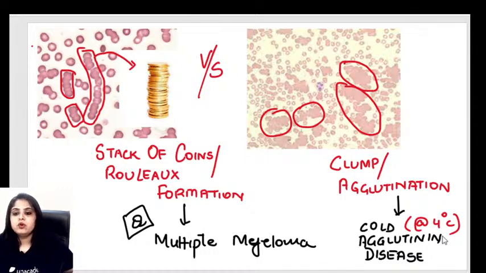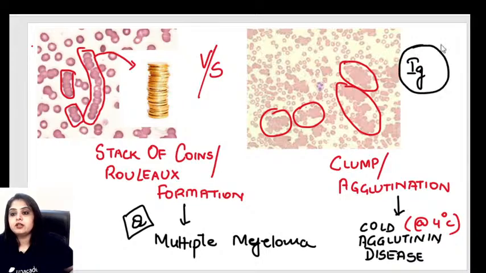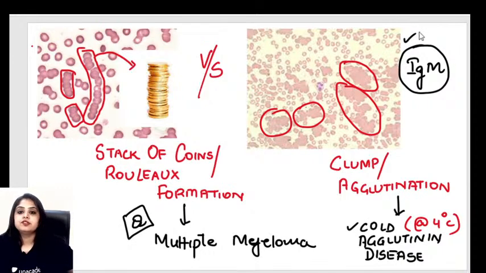And I'll ask you one small theory question: which is the antibody which works at this temperature, which is responsible for cold agglutinin disease? Very good. And that is going to be IgM. So if I ask you why did the RBCs make a clump, why did they agglutinate, you'll say, ma'am, this is a disease which happens in cold temperatures at 4 degrees, and the antibody which is responsible for this is IgM. So you've got your answer for the agglutination, the reason for that.